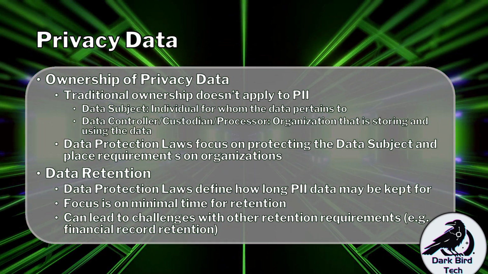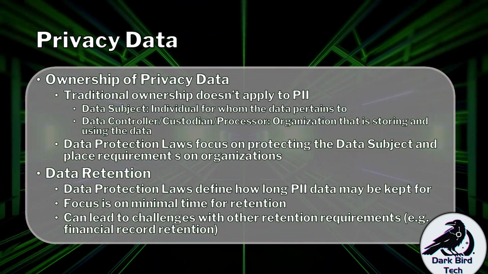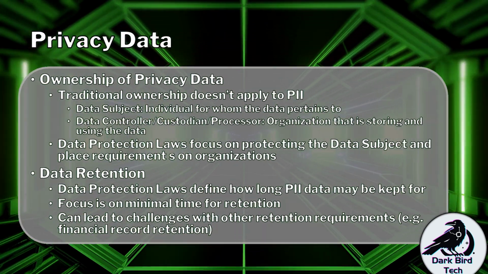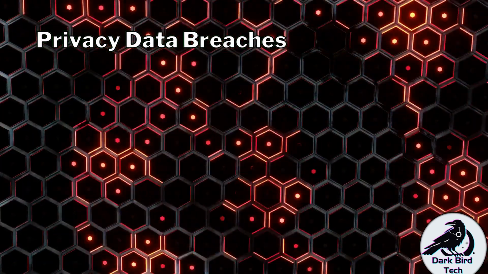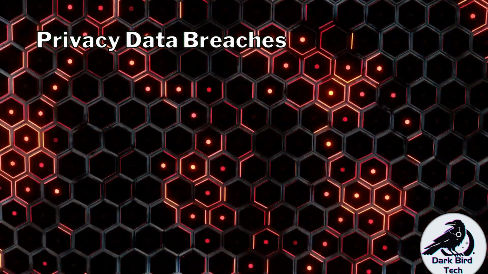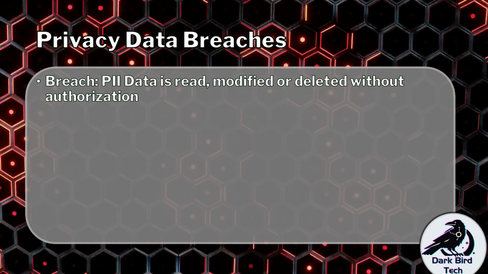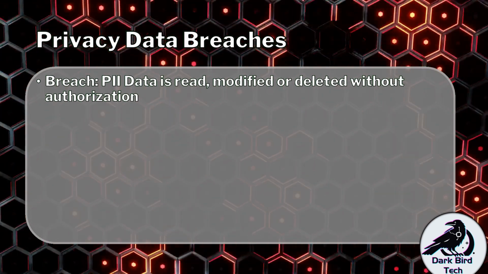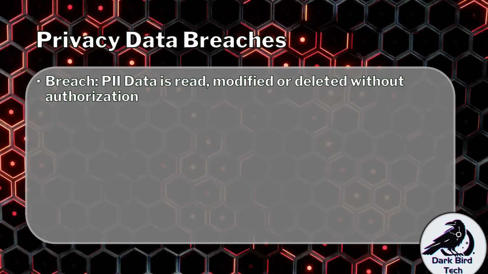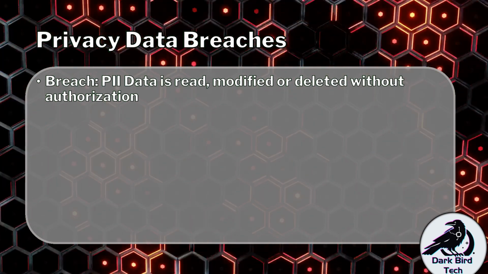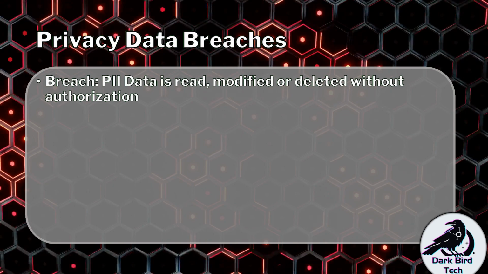And the privacy legislations that we have to be compliant with and be considerate towards often also address things like what happens during a privacy data breach. Now, a breach is considered to be any situation where PII data has been read, modified, or deleted without appropriate authorization by, most importantly, the data subject, but also the data custodian.